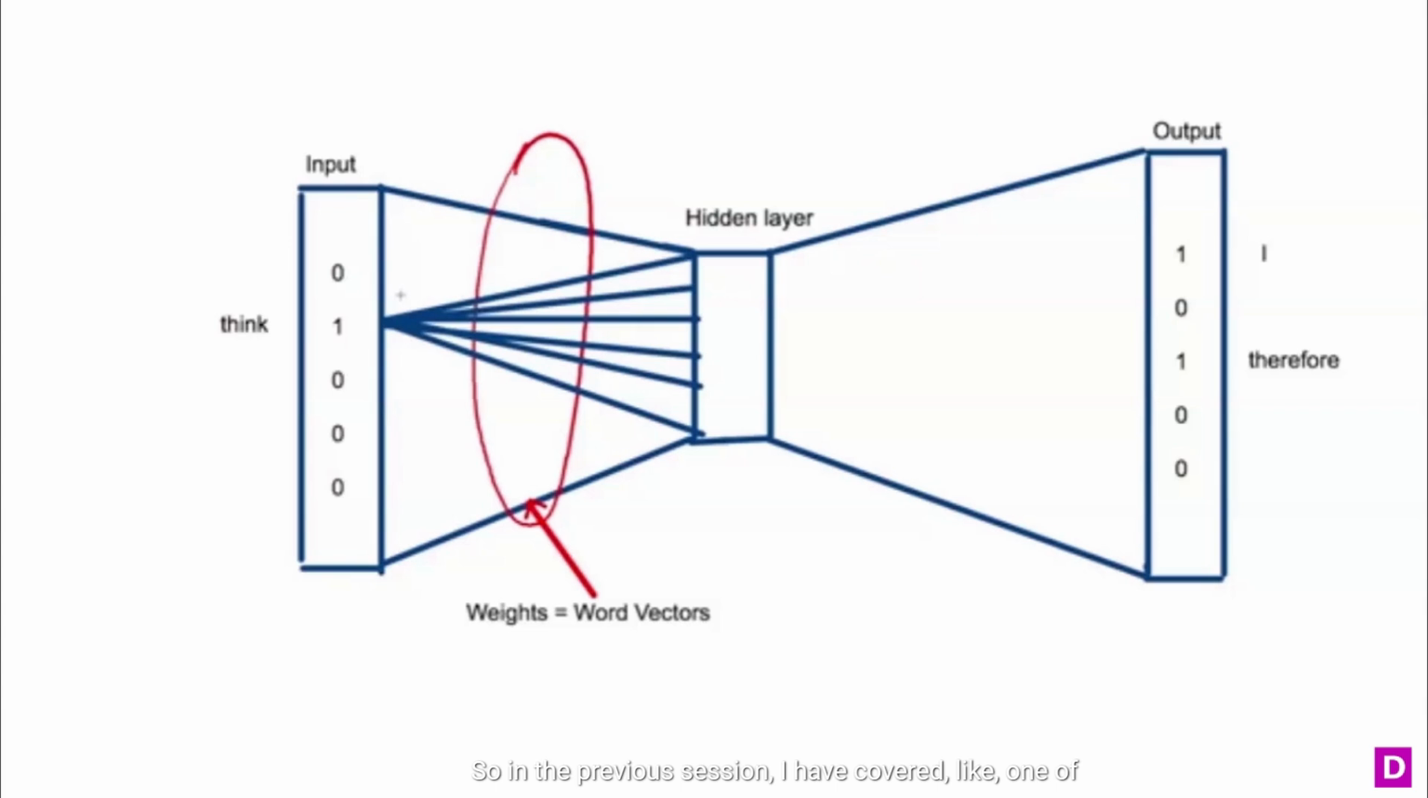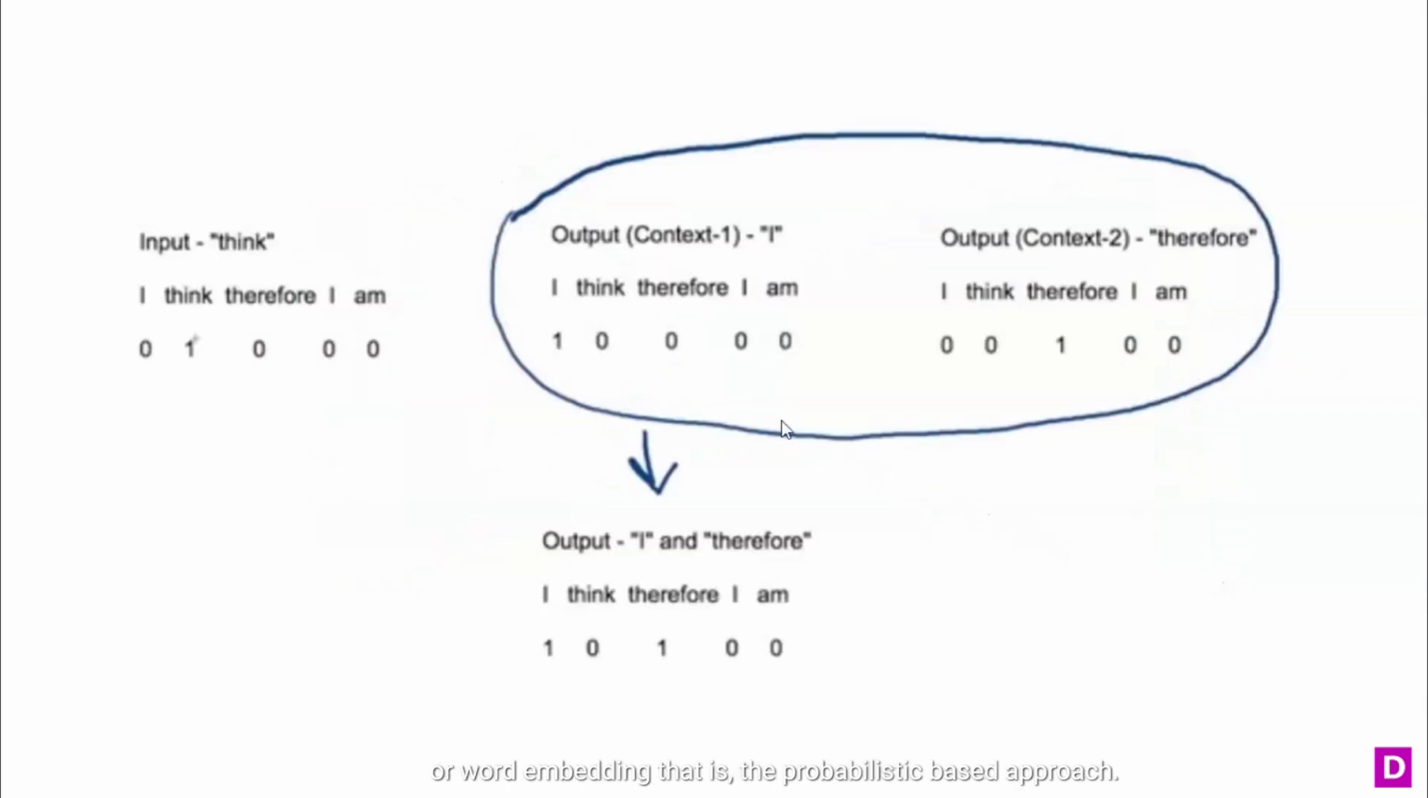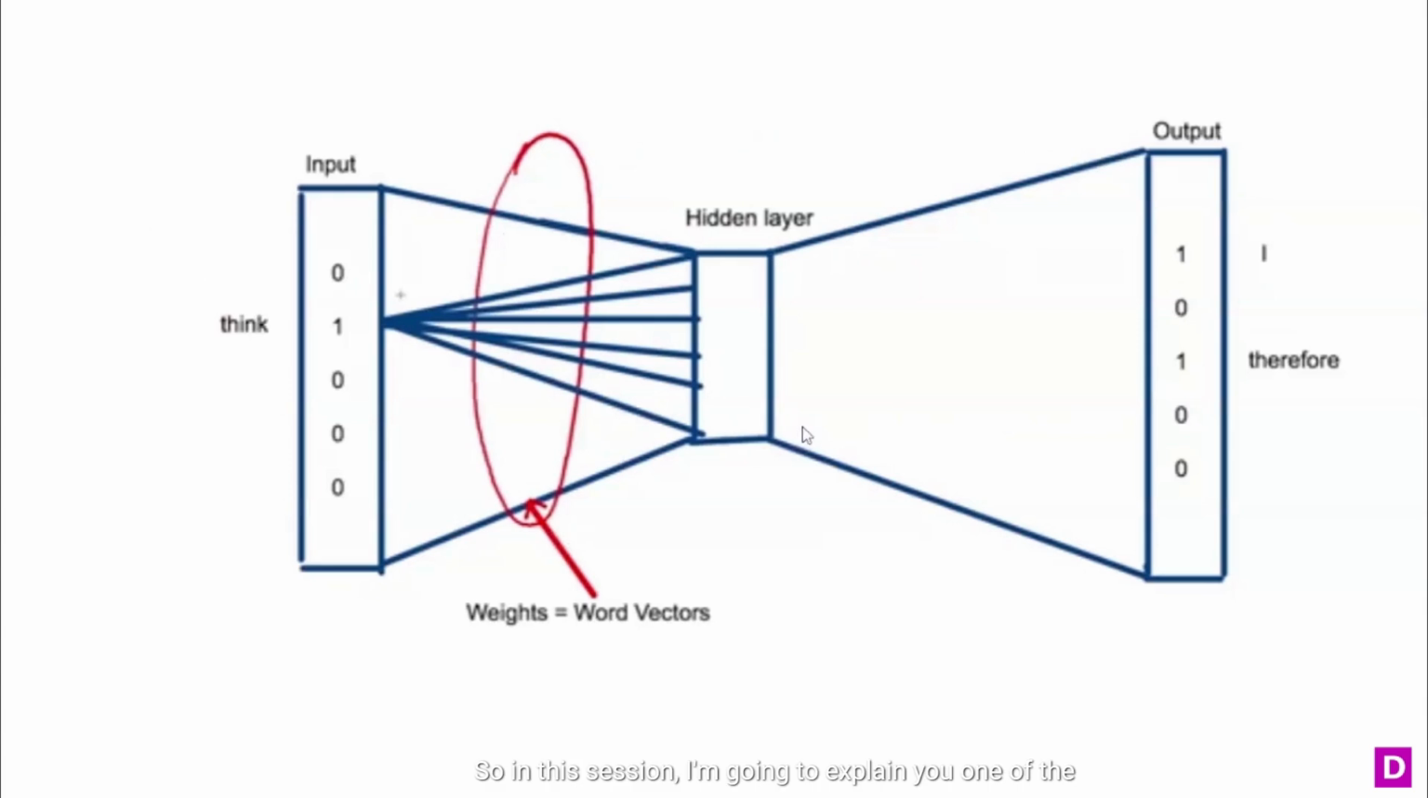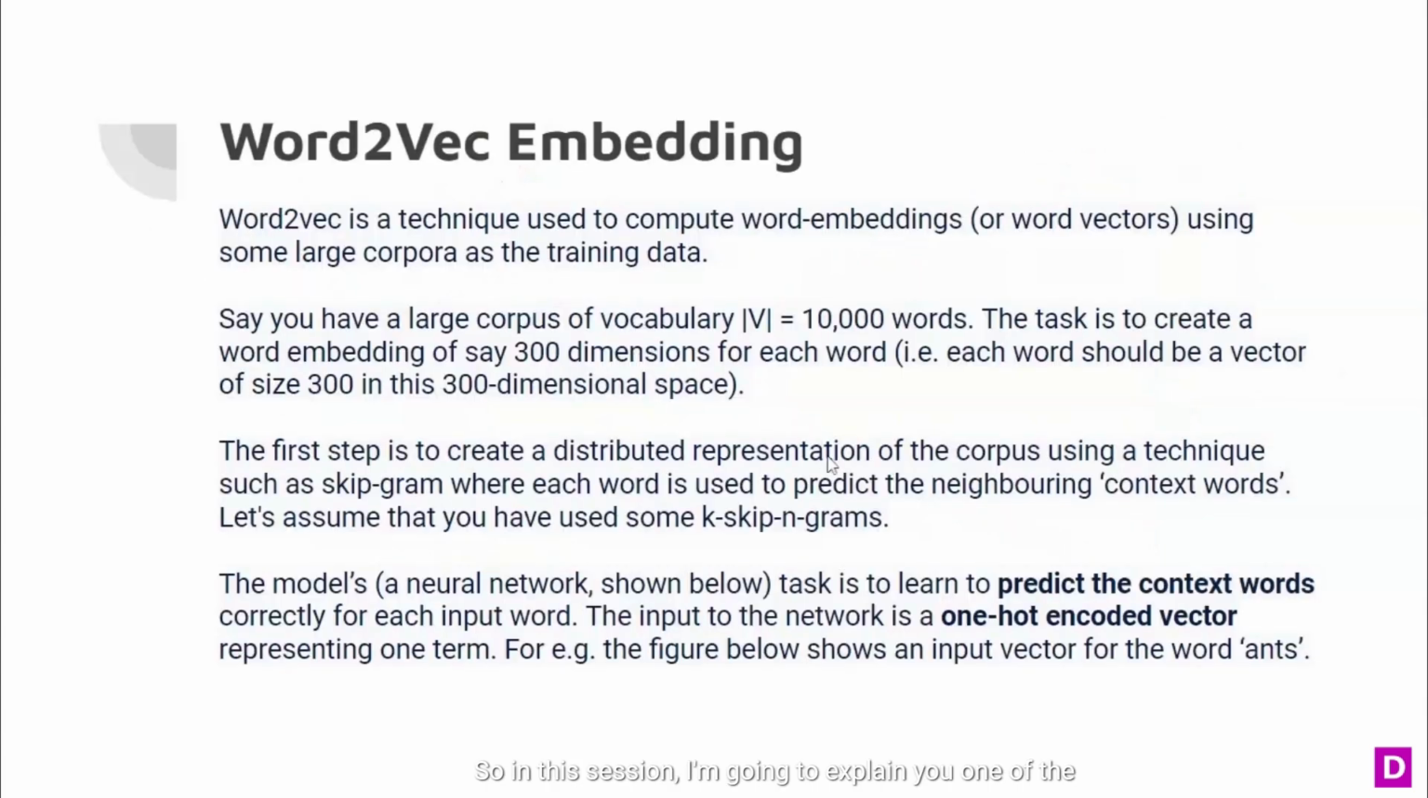In the previous session, I covered one of the important approaches to generate word vectors or word embeddings, that is the probabilistic based approach. In this session, I am going to explain one of the most popular and widely used word embeddings derived out of the probabilistic or skipgram based approach. That is Word2Vec embedding.